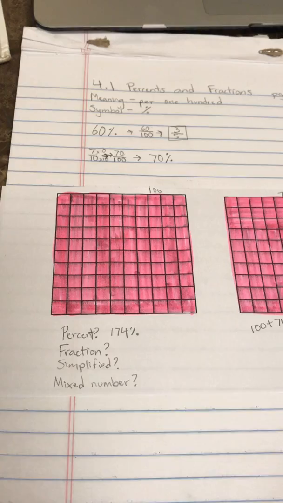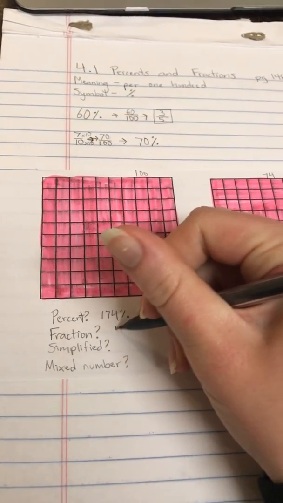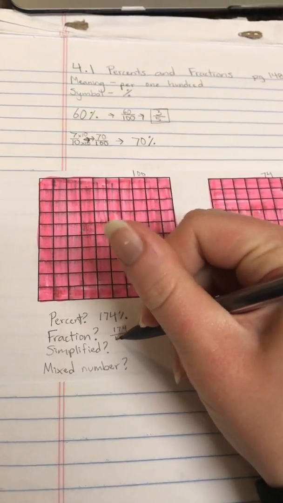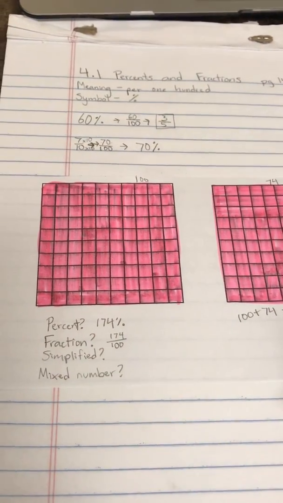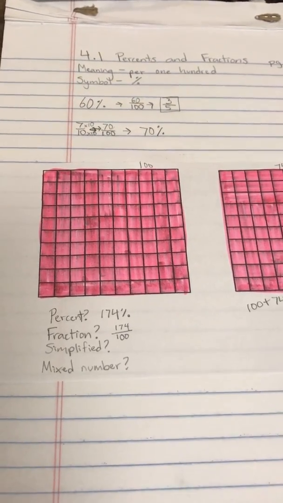Now we're gonna have to write our fraction. Now, don't let this scare you. Keep doing the same thing you've always been doing, all right? You're gonna take your number, your 174, you're gonna put it over 100, okay? Just like that, all right? So it's 174 hundredths as your fraction.